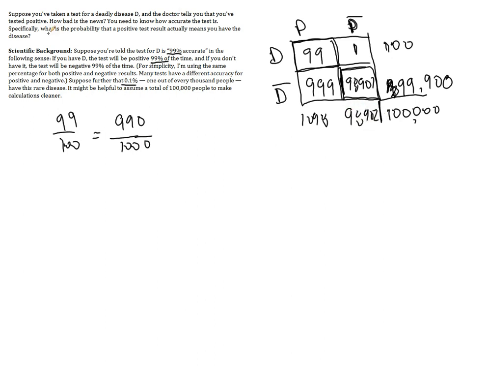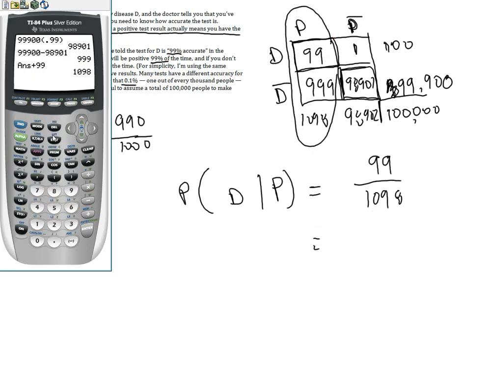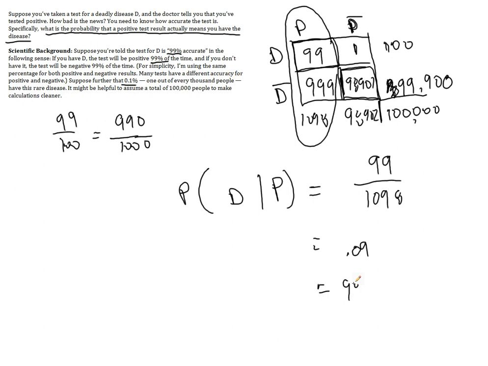Now the question is, what is the probability that a positive test result actually means you have the disease? So this really is asking, given that you have a positive test result, what is the probability that you have the disease? Okay, well, the number of people who test positive are 1,098. Out of those, 99 actually have the disease. So we're really staring at this column right here. Well, that comes out to 99 divided by 1098, which means only 9% of people who test positive actually have the disease.